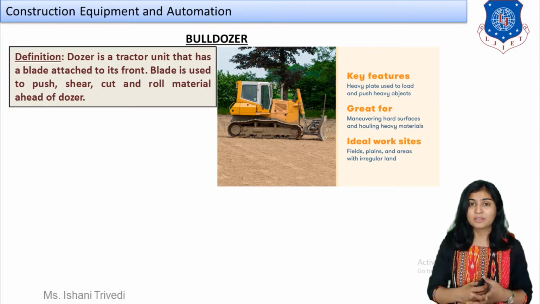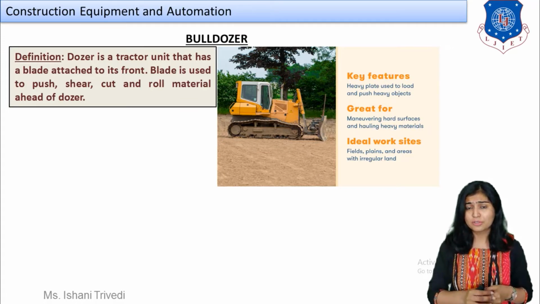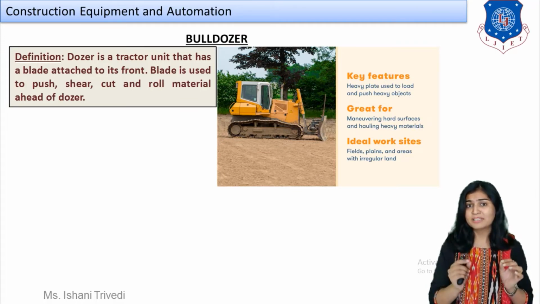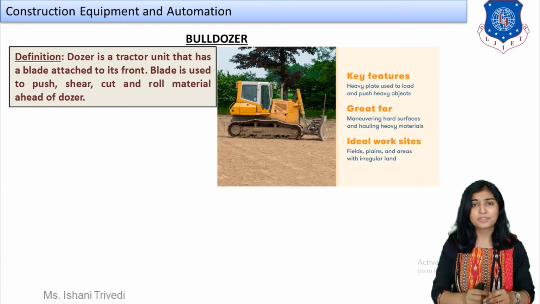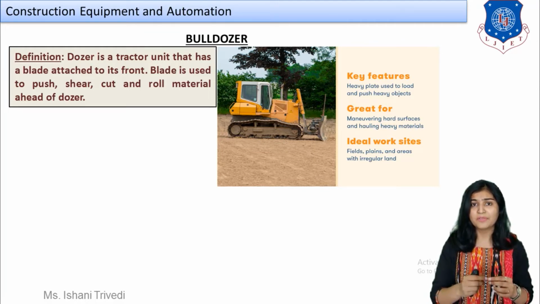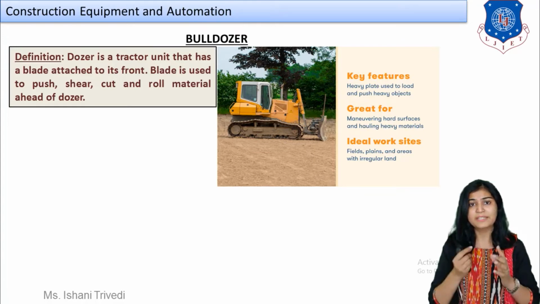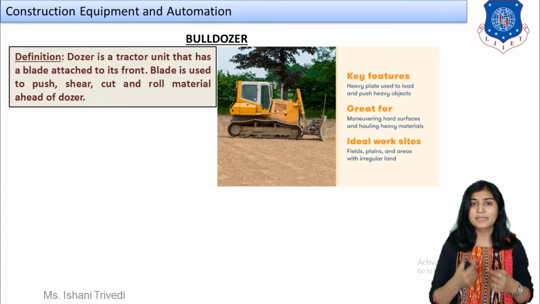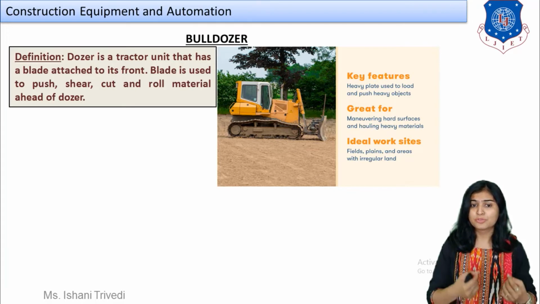Now look at the image which is flashing over here. What are the key features, right? We are going to discuss in detail also, but if you just want to memorize in short, then this is going to help you. It says: heavy plate used to load and push heavy objects, right? Heavy plate meaning the dozer blades which we are talking about. That heavy dozer plate is used to load and push heavy objects.